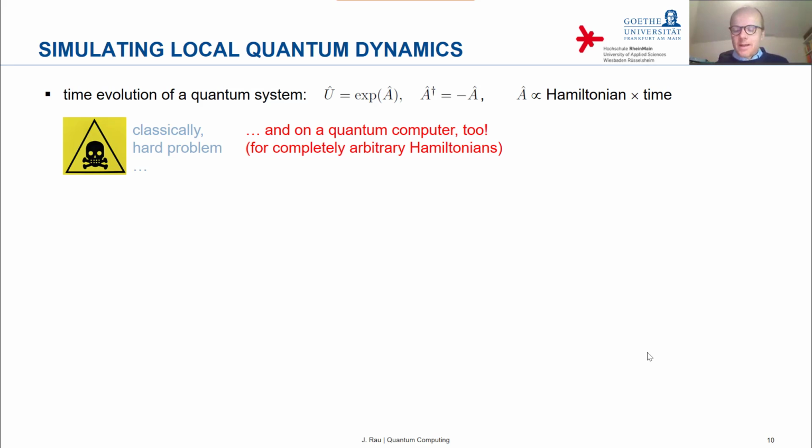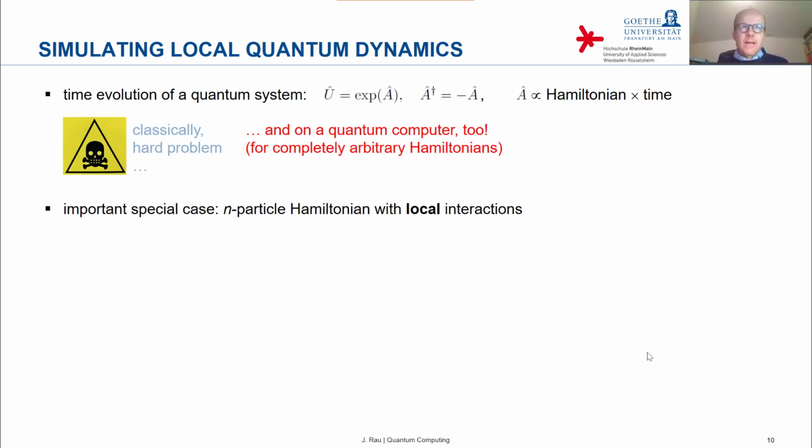There is, however, an important class of Hamiltonians where on a quantum computer we can do better, namely n-particle Hamiltonians with local interactions. And this is fortunately a situation that we have quite often when we have real quantum systems. We have particles that interact with each other at relatively short range. So they interact with each other only locally.